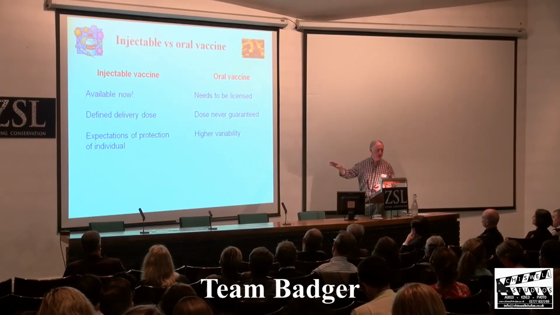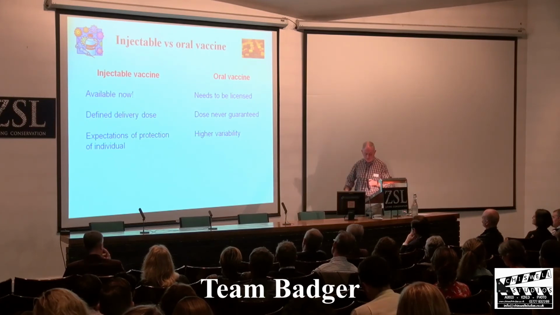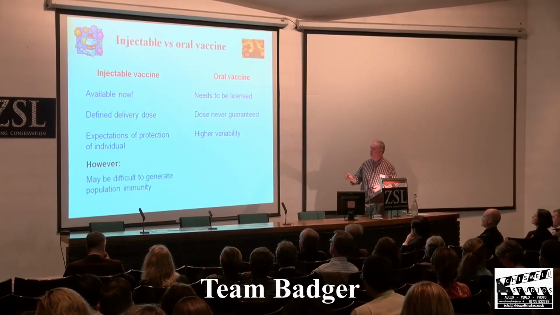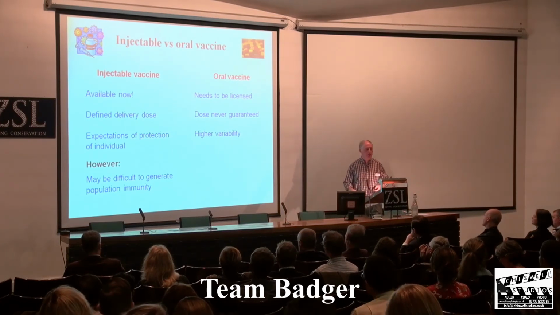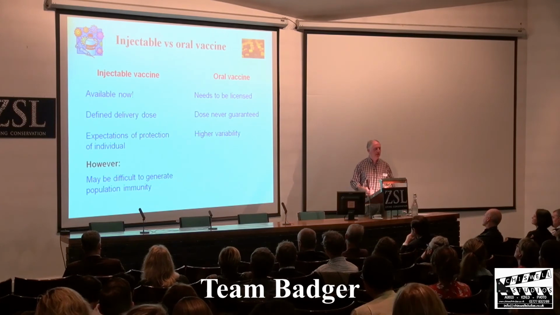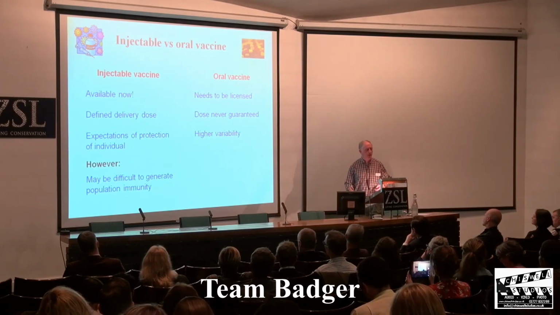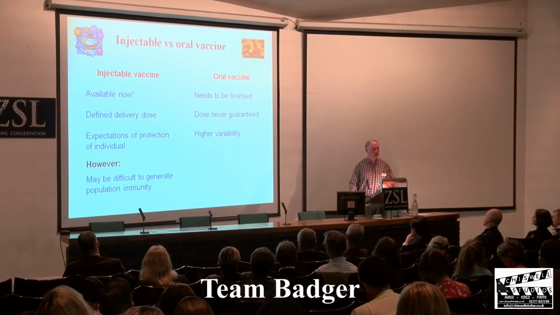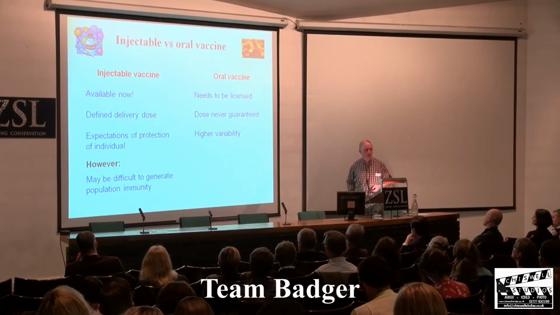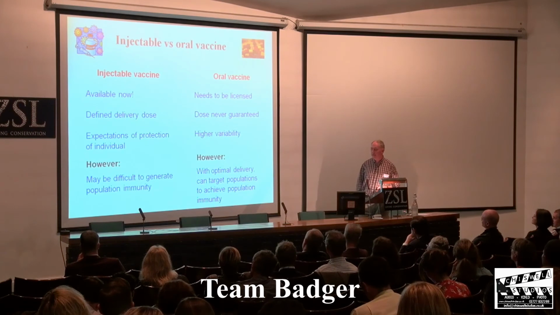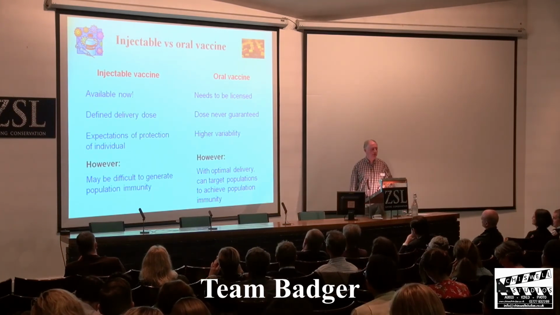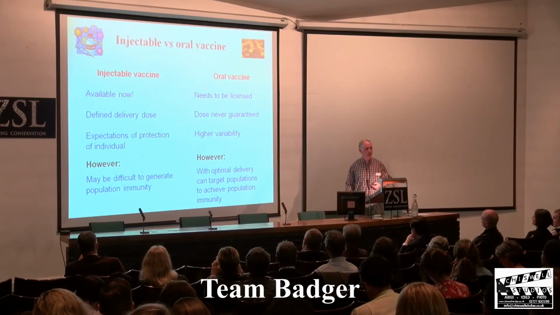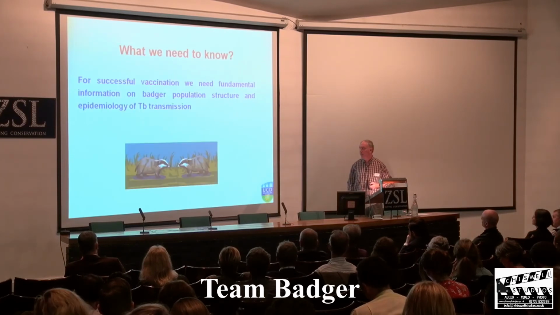I've deliberately left out cost, because cost is always a factor here, and it would apply on both sides of the equation. But the big but is, injectable vaccine, it may be difficult to generate population immunity. Because you're relying on capturing each individual badger, it might be difficult to get that level of herd immunity where you confer protection against the unvaccinated portion of the population. That might be much more difficult to achieve. Whereas with oral vaccine, with the optimal delivery system, you can target large populations to get that herd immunity, which is really what you're striving to do. You're not all that interested in individual immunity, it's immunity in the population.